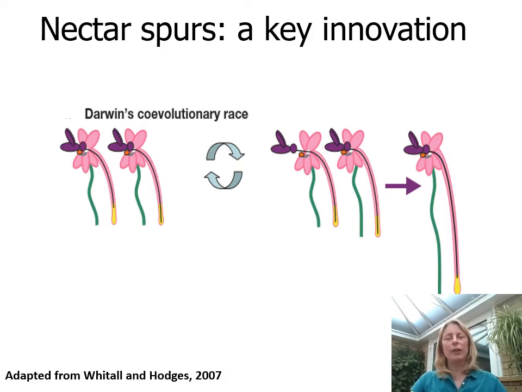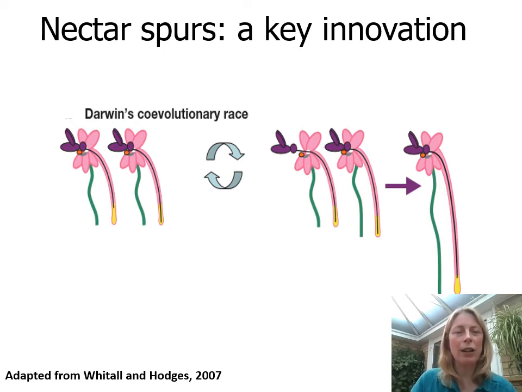Now there are 2 ways of thinking about how nectar spurs could achieve that. The conventional one is known as Darwin's co-evolutionary race. And the idea here is that nectar spurs grow in length in flowers over evolutionary time, as do pollinator tongue lengths. So this is a little bit complicated, but I'm going to try and walk you through the diagram.